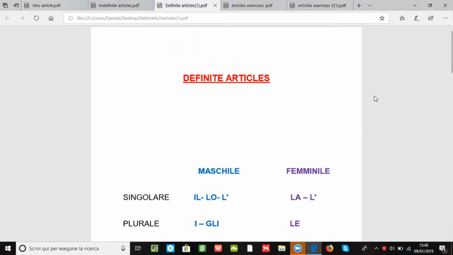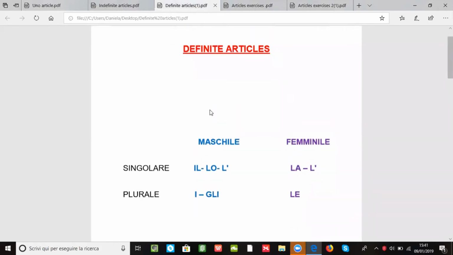Let's review the definite articles. And I added something. This chart is better than the last one. And let's see. Singular, male, singolare, maschile. We have il, lo, l'apostrofo. As I told you before, l'apostrofo is for male and female. Okay, it's different from the indefinite articles. Here we have l'apostrofo, female and male, maschile e femminile. So singular maschile, singolare, il, lo, l'apostrofo. Femminile singolare, la, l'apostrofo. Maschile plurale, i, gli. Femminile plurale, le.